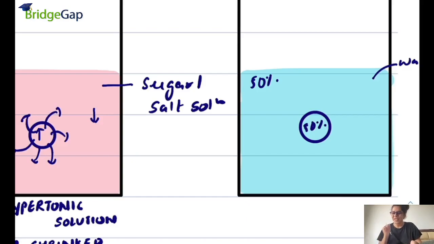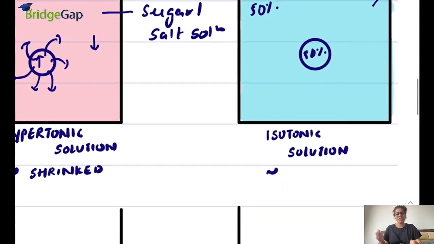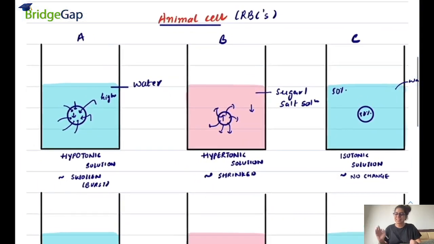Right? That type of solution where the conditions are balanced, and no movement is taking place, or movement is taking place but you cannot see any change, we call an isotonic solution. And in this, what change do you see? Nothing. So no change. I hope you understood this concept.